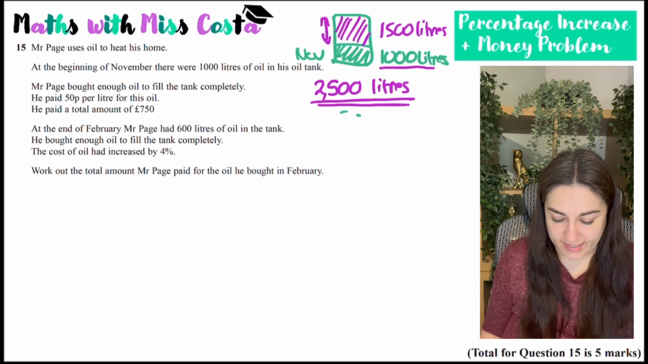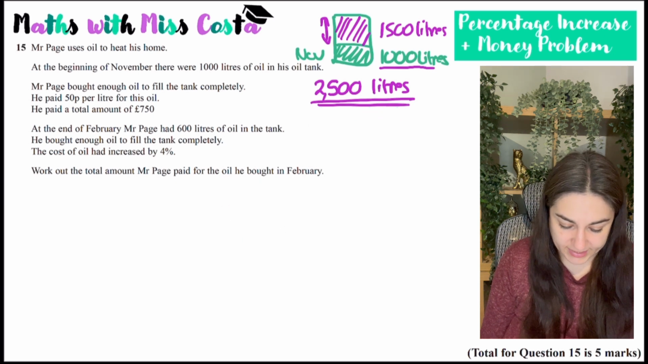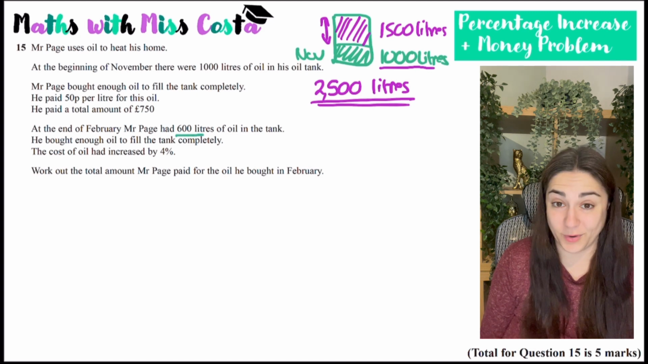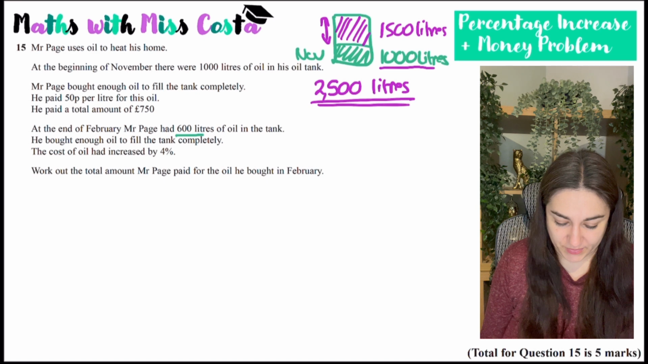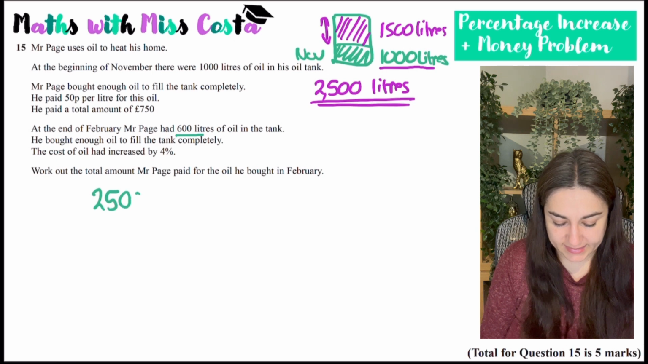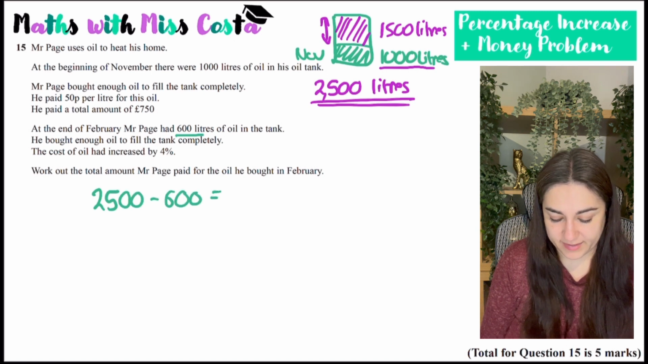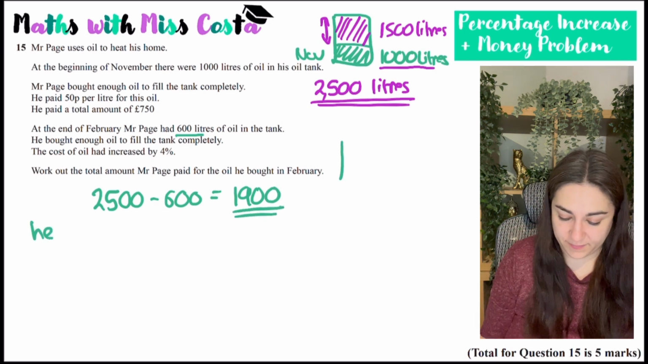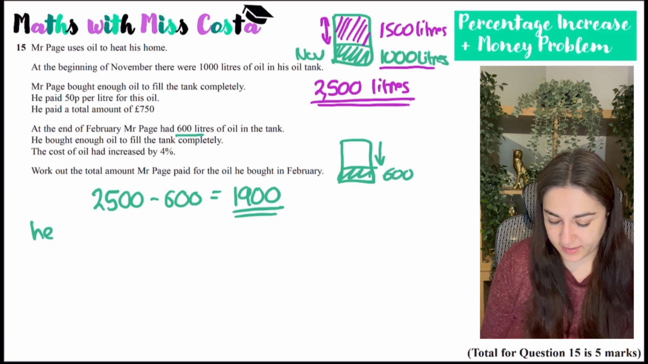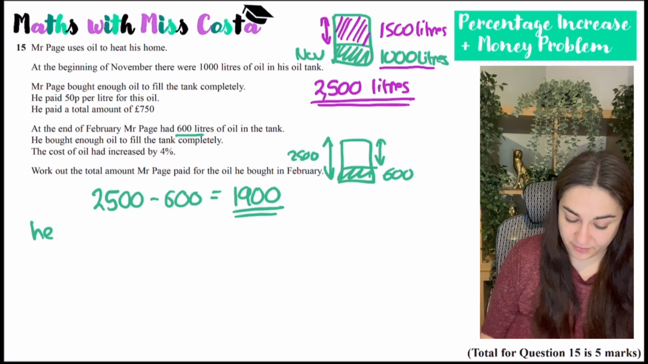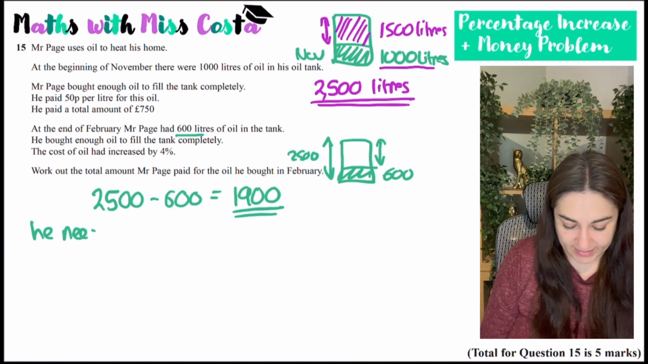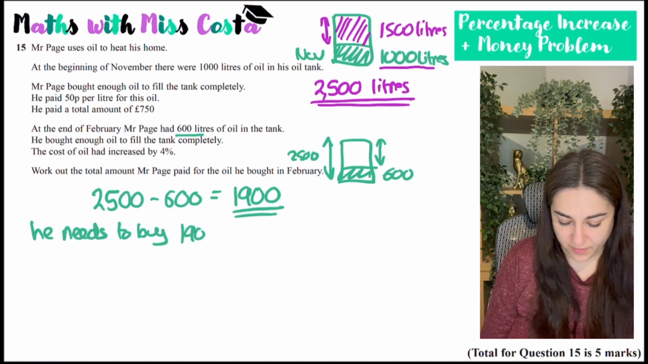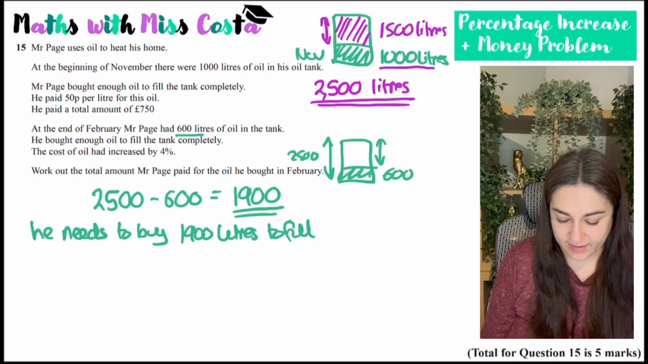So what are we told next? At the end of February, Mr. Page had 600 litres of oil in his tank. Okay, so he bought enough oil to fill the tank completely. So we know that if he had 600 litres left, 2,500 take away 600 is 1,900. So to fill the tank back up, if it got back down to 600, we know the total amount is 2,500. So we'd have to do 2,500 take away 600 to figure out how much he needs to buy. So he needs to buy 1,900 litres to fill the tank back up.